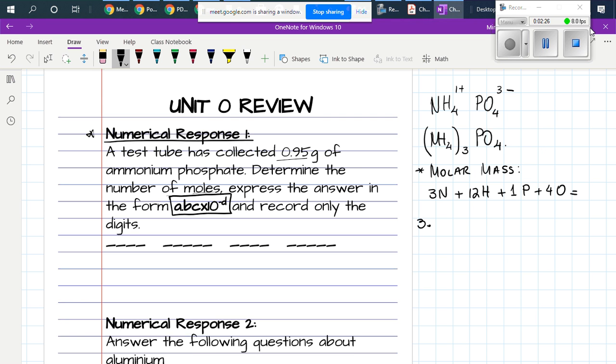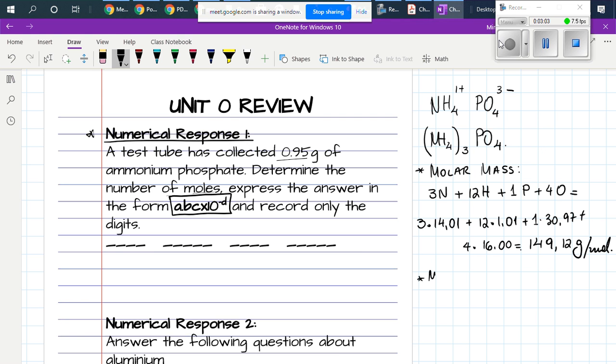Now we go to the periodic table and we see that the atomic mass of nitrogen is 14.01. So 3 times 14.01, plus 12 times 1.01, plus phosphorus is 1 times 30.97, plus 4 times 16 for the oxygen. Now, using your calculator, we will find that the molar mass of ammonium phosphate is 149.12 grams per mole. What does that mean?